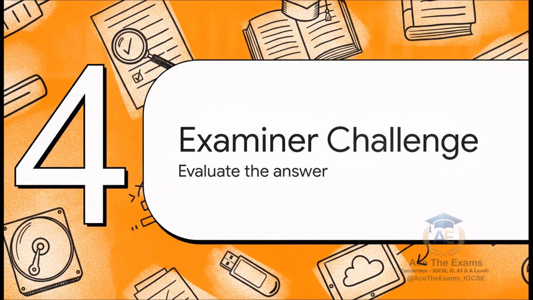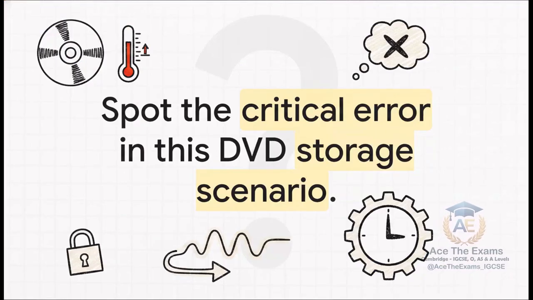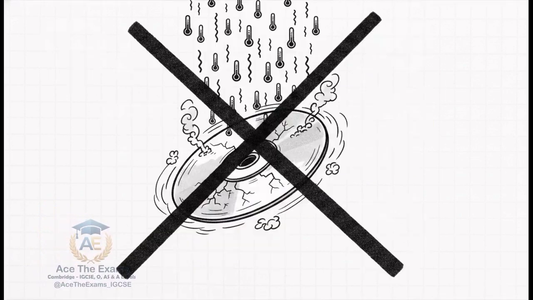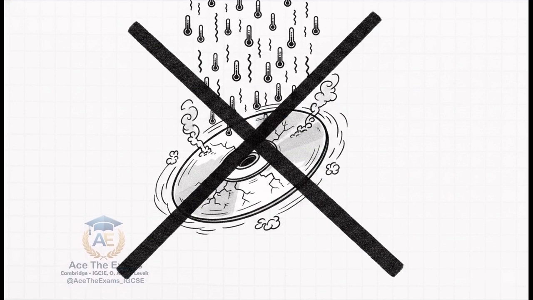Section 4. The examiner's challenge. Evaluate the answer. All right, it's time for you to step into the shoes of the Cambridge examiner. Here's a student's submission. The BMS uses a DVD to store continuous temperature data because it is cheap. I want you to spot the critical error in this combination of storage medium and real-world scenario. Just pause for a second and predict exactly why this is completely wrong.